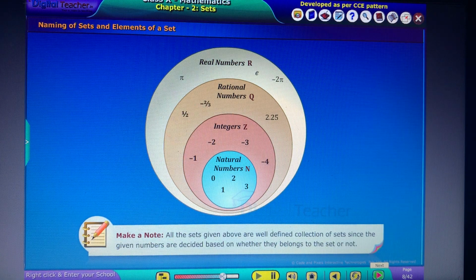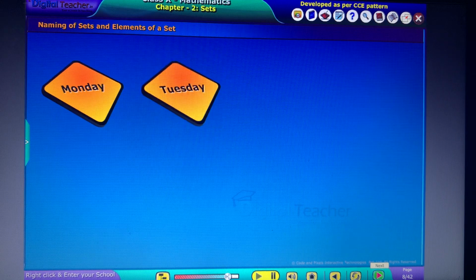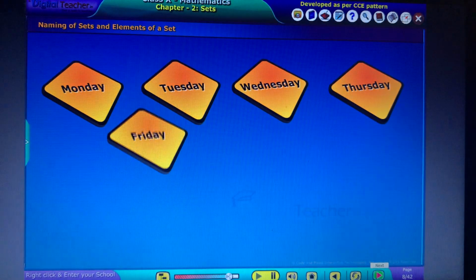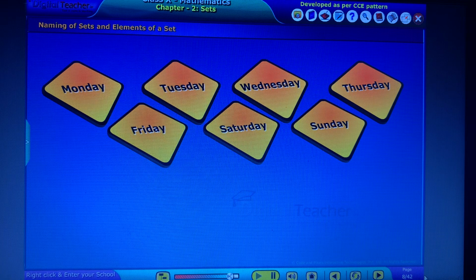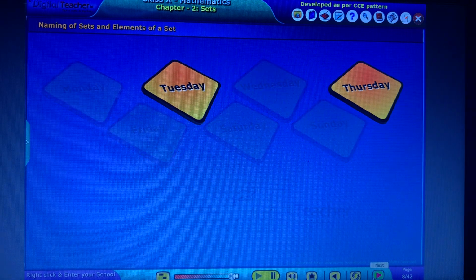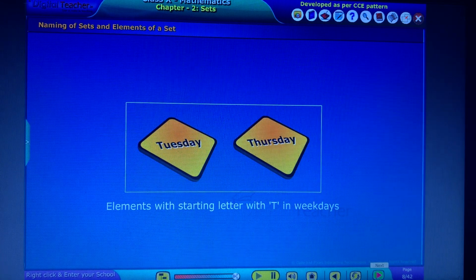Note that all the sets given above are well-defined collections since the given numbers are decided based on whether they belong to the set or not. Similarly, if we define a set of all days in a week, and if we consider the weekdays that start with the letter T, then Tuesday and Thursday are a part of the set, but the remaining days are not. So, in this case, we say that Tuesday and Thursday are the elements of the given set.